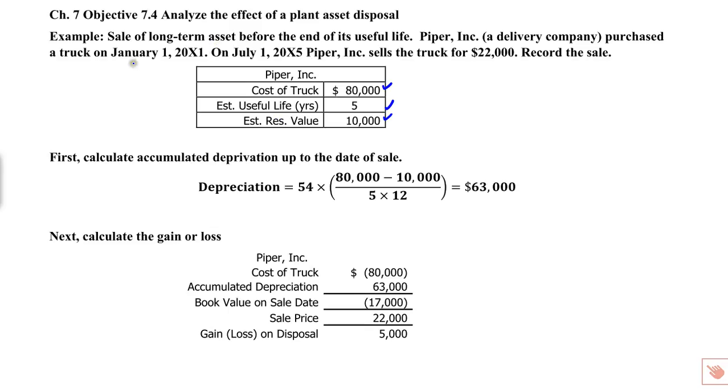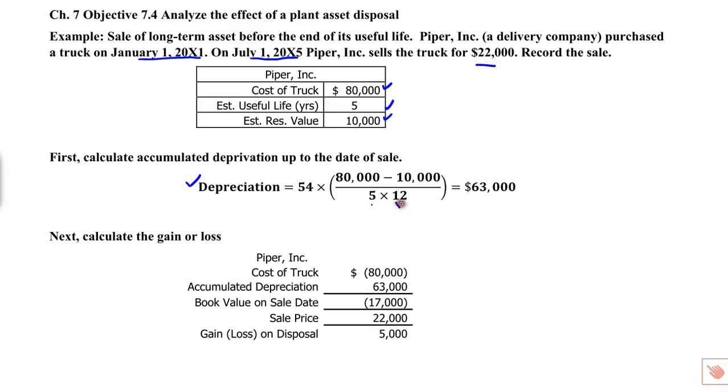So they're going to sell this truck on July 1 of 20X5, and they bought it in January of 20X1. So that's year 1, year 2, year 3, year 4. That's 4 years of depreciation, and then half a year in the last year of its useful life. And they're going to sell the item for $22,000. Record the sale. First of all, how much did they depreciate up to the date of sale?